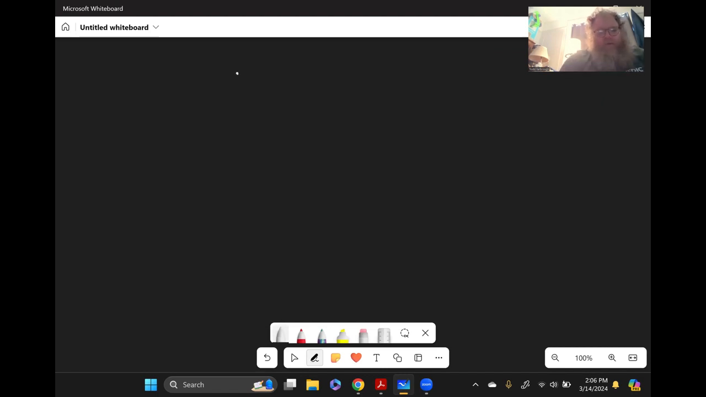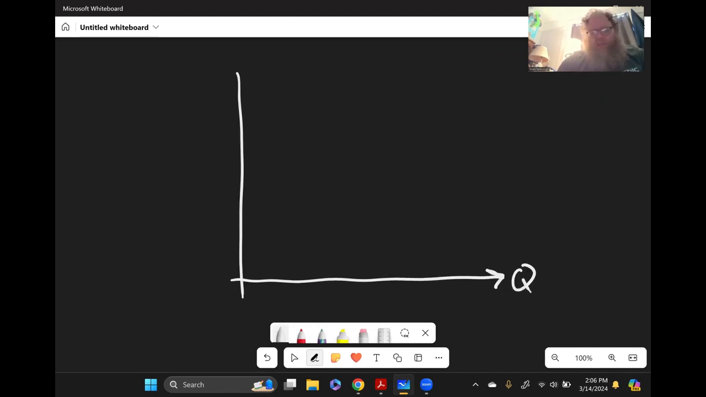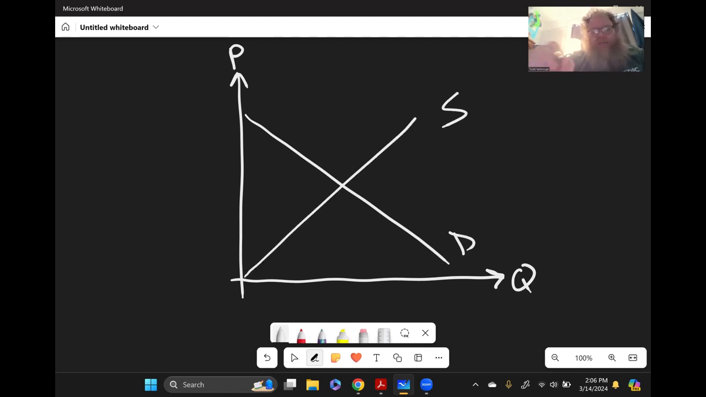Classic supply and demand. I'm just going to do linear demand for simplicity here. And then supply. We haven't really gotten to supply yet in class, but you should have remembered that from your principles of econ.